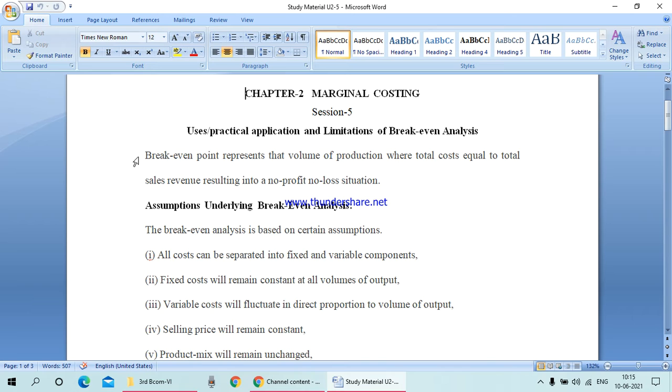So break-even point represents that volume of production where total cost equals total sales revenue, resulting in a no profit, no loss situation. So where the total cost is exactly equal to the total sales revenue, that is known as break-even point.